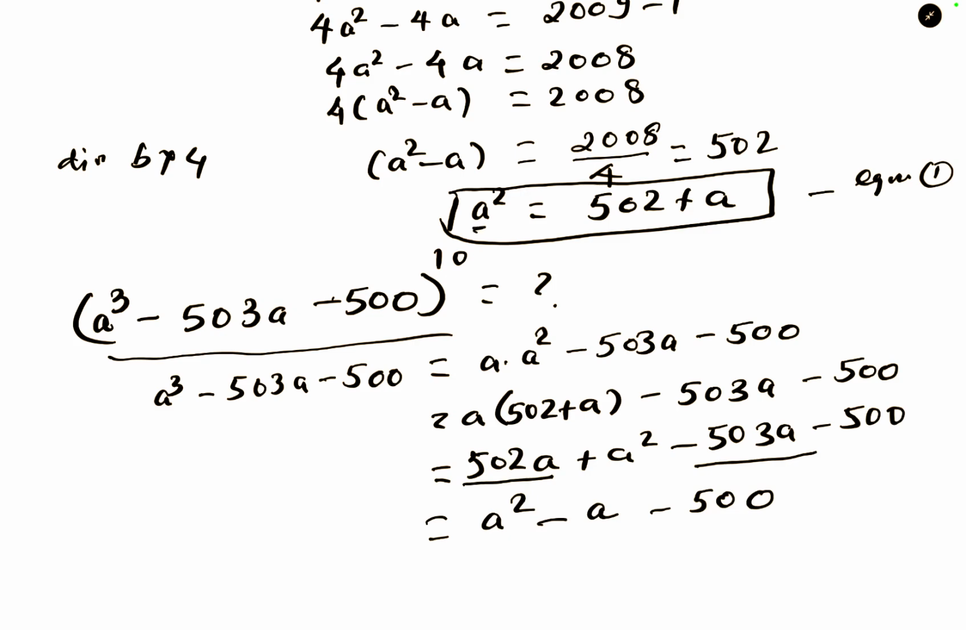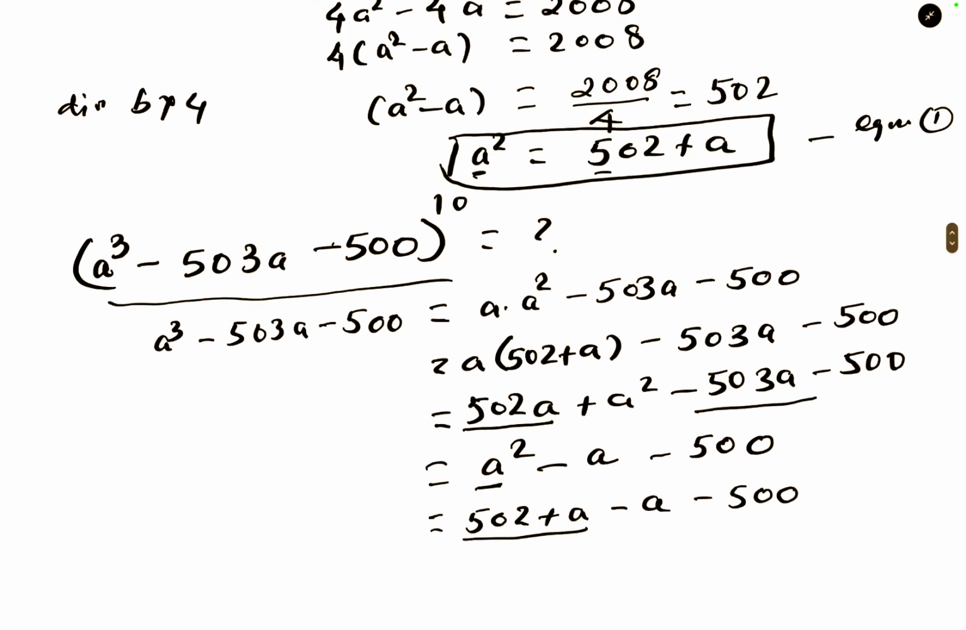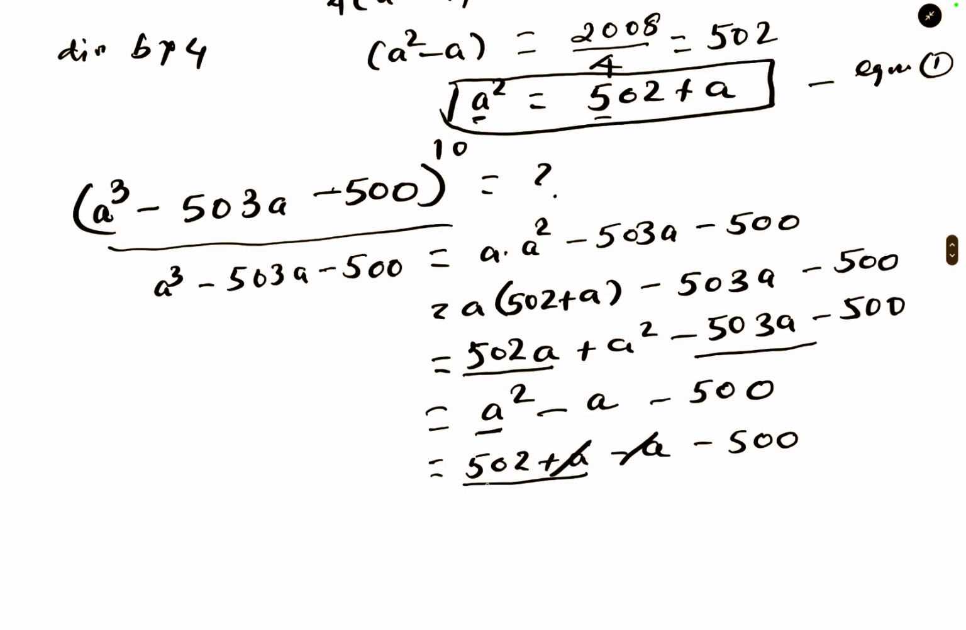Now from here I can see that a square is nothing but 502 plus a. So let us substitute the value 502 plus a in place of a square. Minus a minus 500 is already there. This will cancel out and we will have 502 minus 500 which is equal to 2.